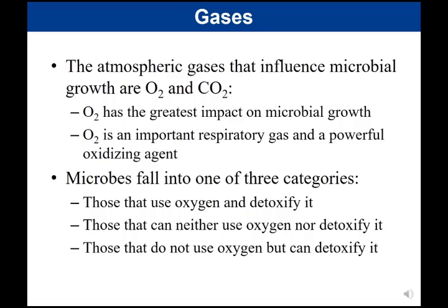So microbes fall into one of three categories depending on their oxygen need. So the first category would be those that can use oxygen and can detoxify it. And what you're going to see is that when organisms use oxygen, they produce these toxic reactive oxygen species, meaning these forms of oxygen that are unstable. And so bacteria that use oxygen need to have enzymes in order to detoxify those toxic forms of oxygen.